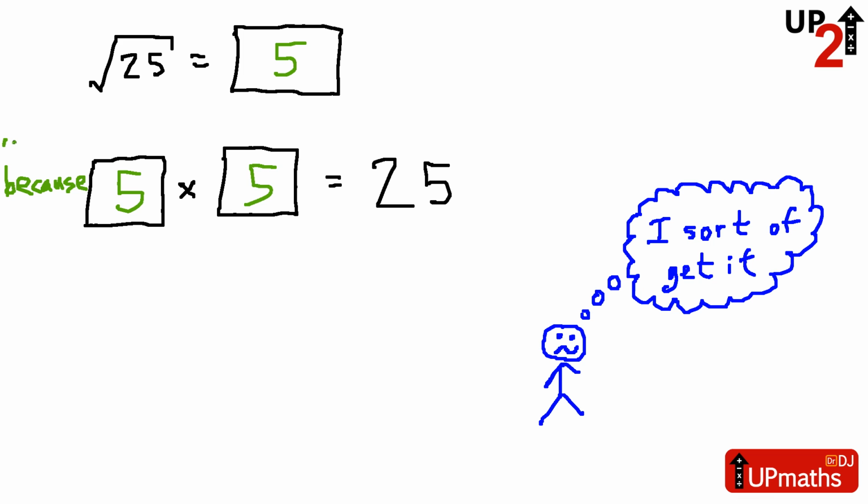I'm going to put inverted commas. So let me just say it out loud one more time. The square root of 25 is 5 because 5 times 5 is 25.